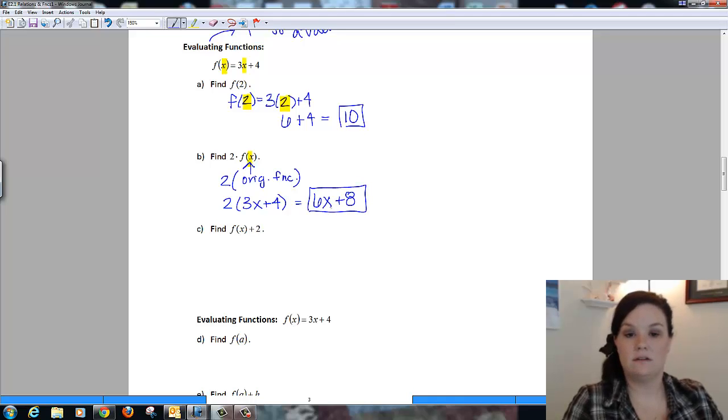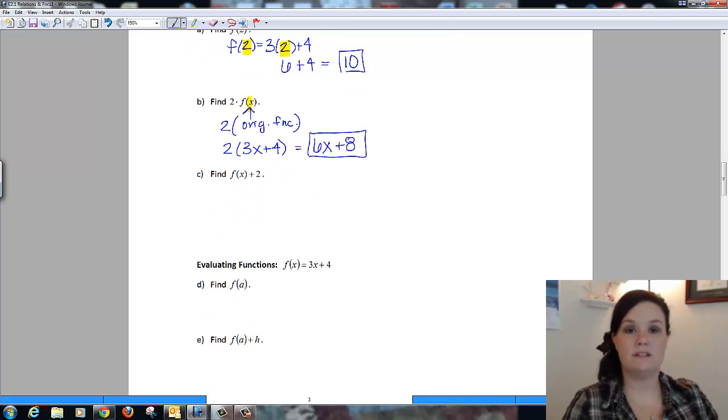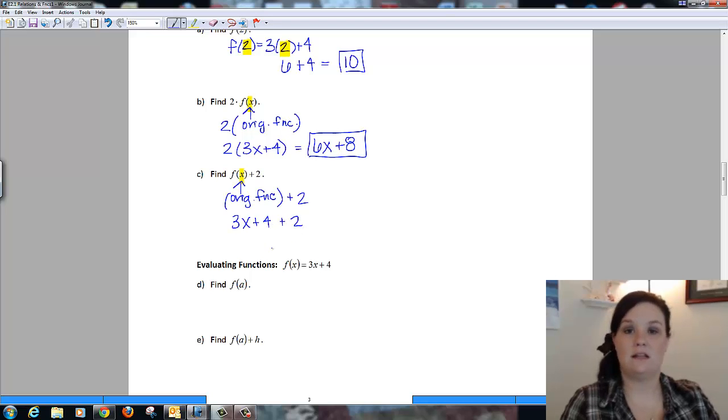Okay. Same thing on the next one. I look inside my parentheses, inside my function for my input. Here it's still x. If the only thing in there is x, then this is still just my original function. So I'm just doing my original function, and then I'm going to add 2 to it. So my original function again was 3x plus 4, and then I'm just going to add 2 to it. So when I simplify, I can combine like terms, 4 and 2, which gives me 3x plus 6. Okay, makes sense a little? Let's look at some more.